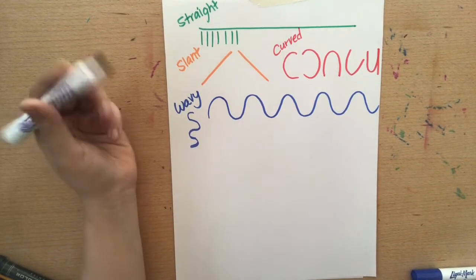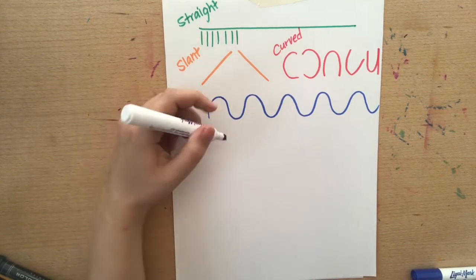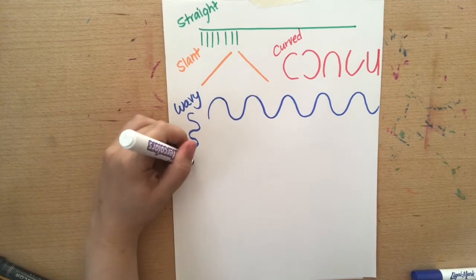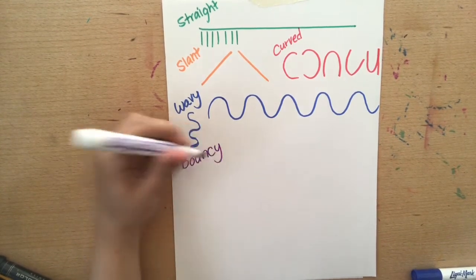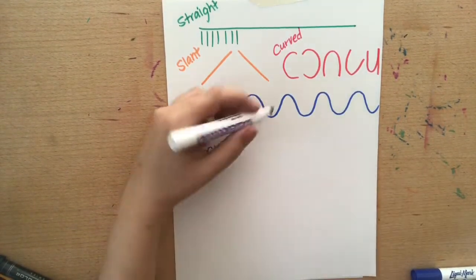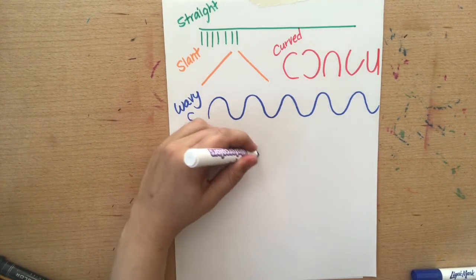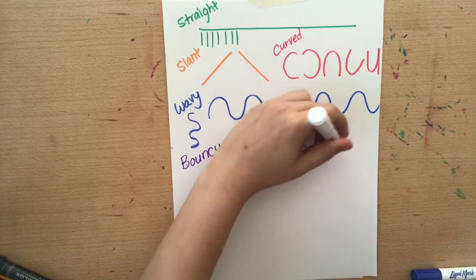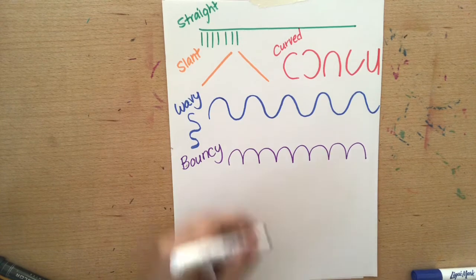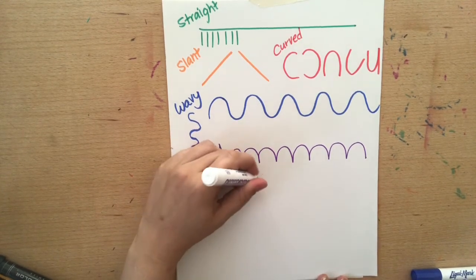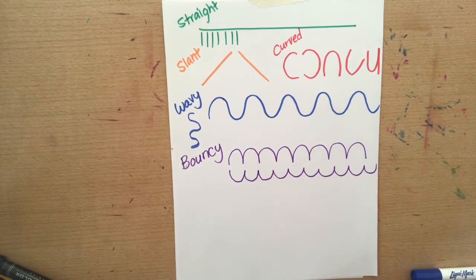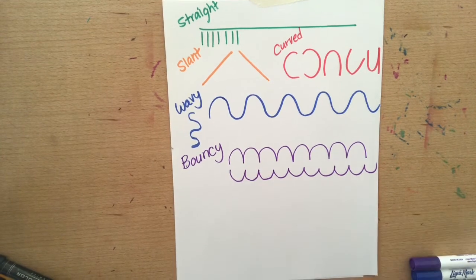Another type of line is called bouncy. Bouncy or bumpy, both work. I like to call it bouncy because when I see it, it makes me think of a rabbit or a kangaroo jumping. And it's when you take, once again, your curved line, and you just repeat it over and over and over again, like a pattern. And there you go, there's your bouncy line. Now, if you take that bouncy line and you turn it upside down, it starts to look like water. Okay.